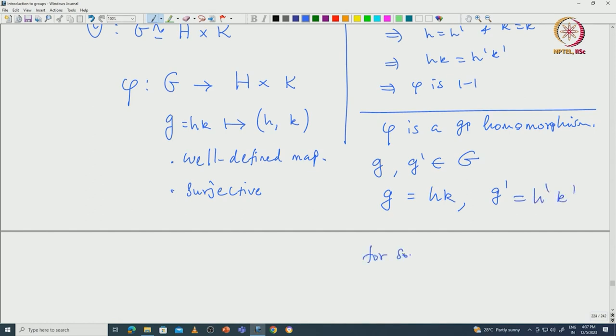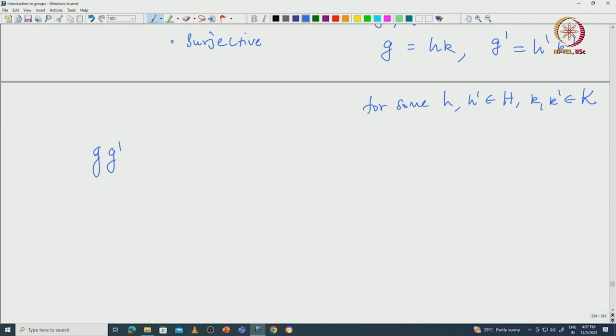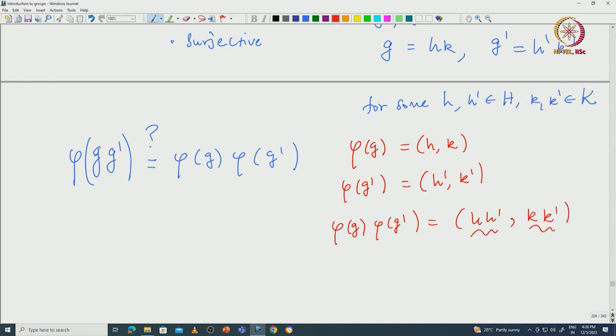And for sum, this is all uniquely determined: h, k' in H and k, k' in capital K. So now you want to take a product here, g g', and look at the image, and see whether this is the same as phi of g times phi of g'. So let's see. Phi of g is going to be (h, k), phi of g' is going to be (h', k'). So phi of g times phi of g' is going to be (h h', k k'). And these products are now happening inside H and inside K, but both are subgroups of G, so indeed they are all happening inside capital G only.